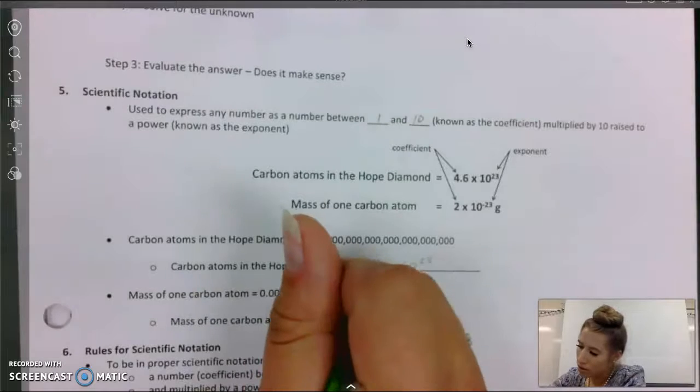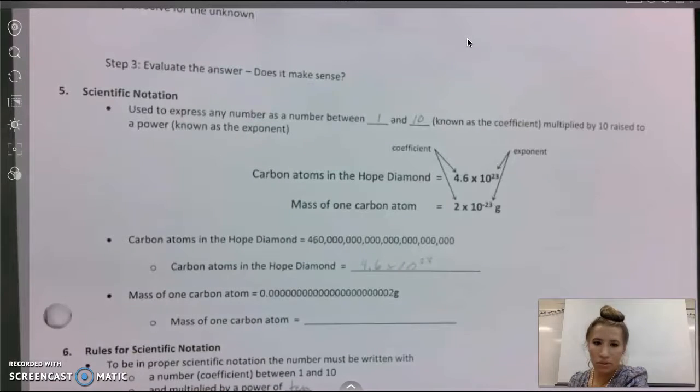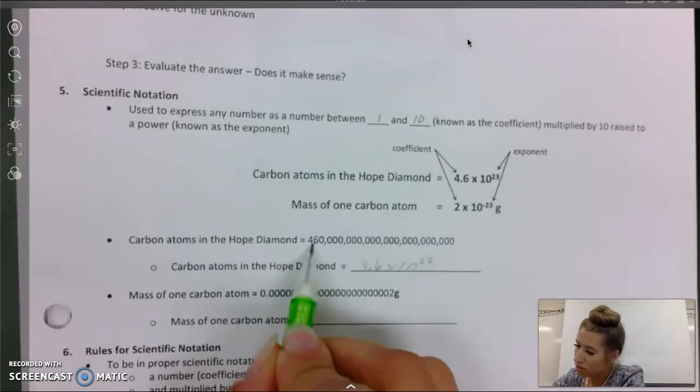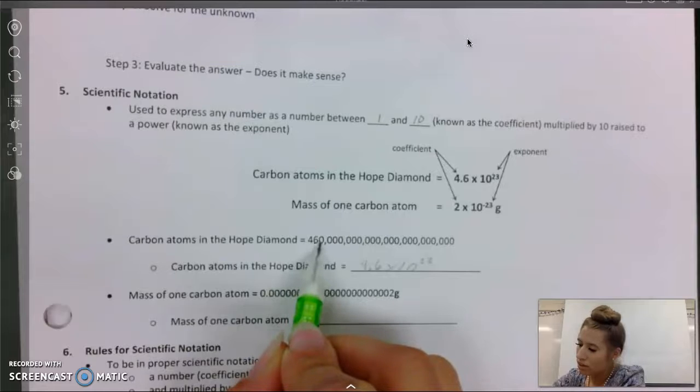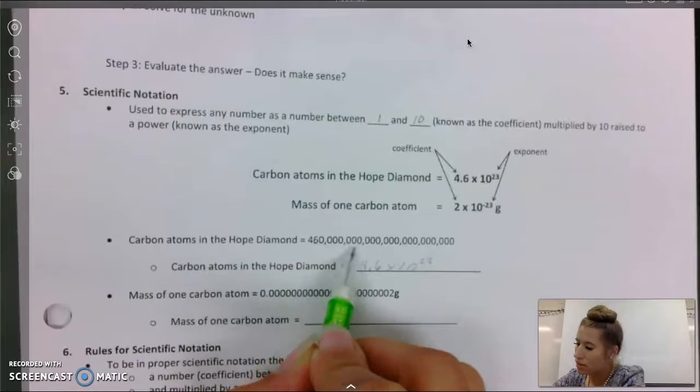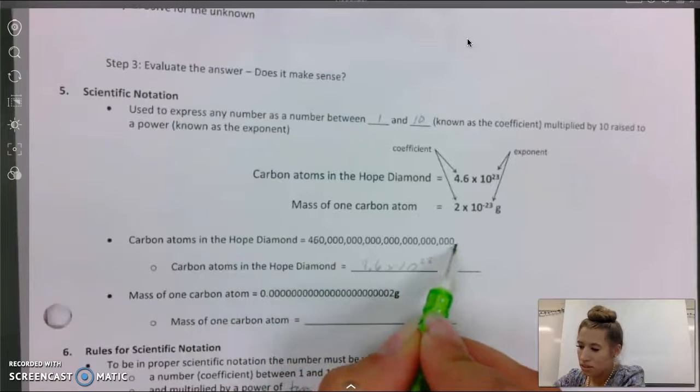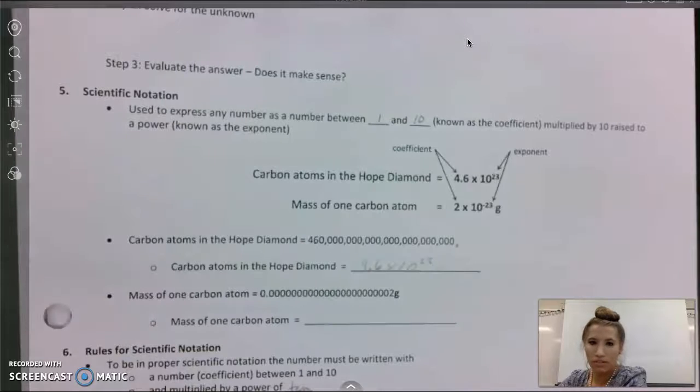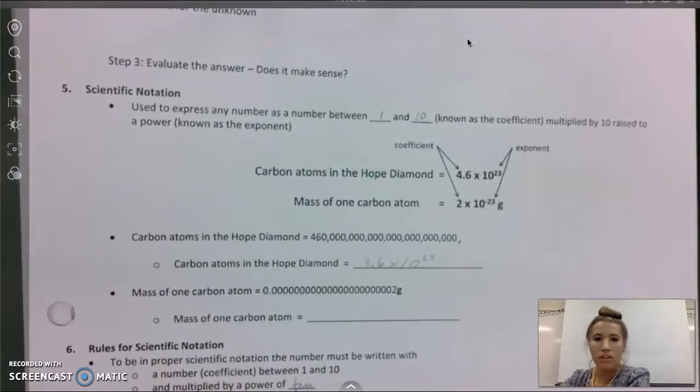So we have our 4.6 with our decimal place in between the 4 and the 6, and then you're going to count how many times you're moving that decimal until you get to 23. Okay, and we'll look at some smaller examples where it's easier to count those values out.